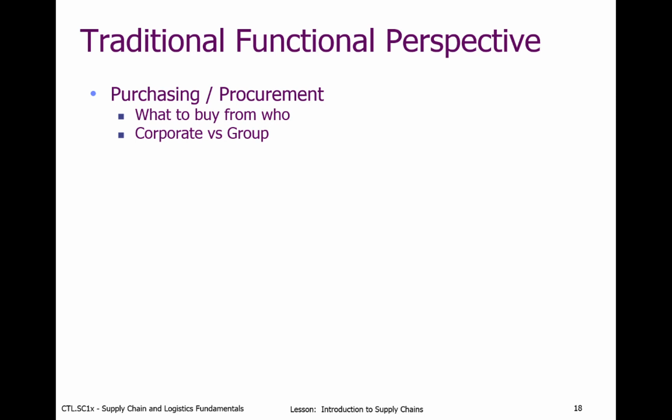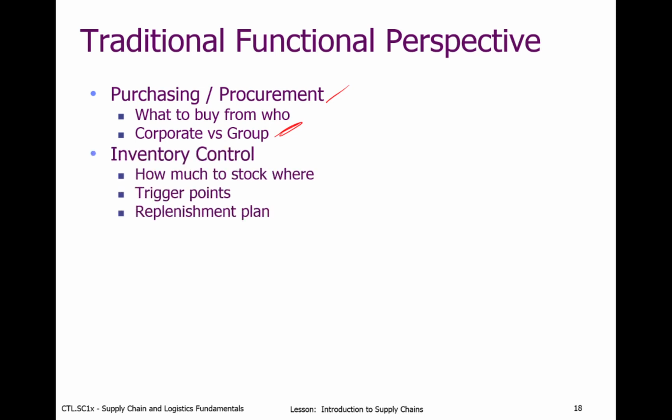So it goes from purchasing and procurement. These are the guys who determine what to buy from who. And the real challenge is to determine whether this is a corporate function or falls within each group or business unit. There's a group that looks at inventory control that determines how much inventory to stock where, when to replenish, what the trigger points are.